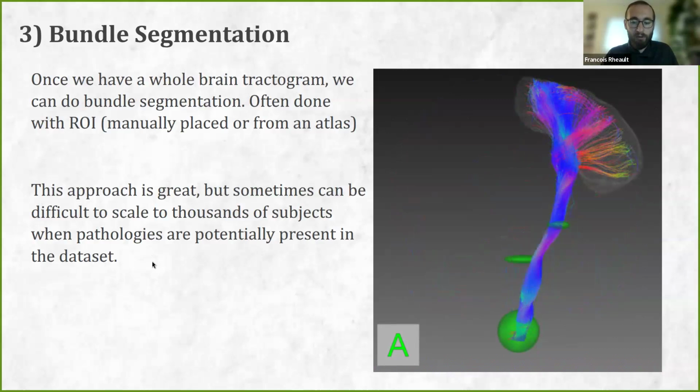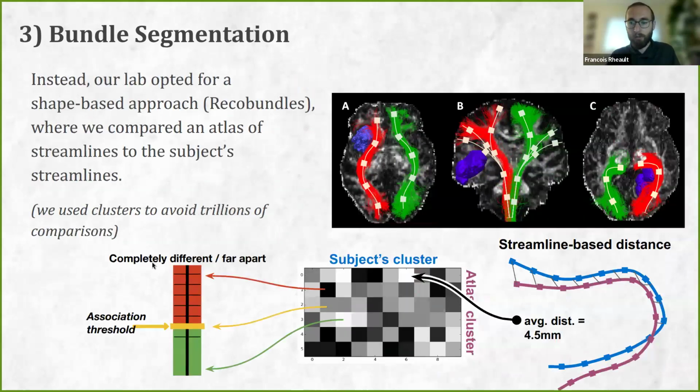So in Scilpy and Sherbrooke, we typically use a shape-based approach. Initially, a few, let's say, years ago, we were using RecoBundles, which is available in Dipy. It's an atlas-based segmentation based on the shape of streamlines. If we take the naive approach, we have millions of streamlines in our tractogram. We have an atlas that represents what the bundle should look like. And if we do it naively, we compare every streamline to every streamline, and we find the matching neighbor.